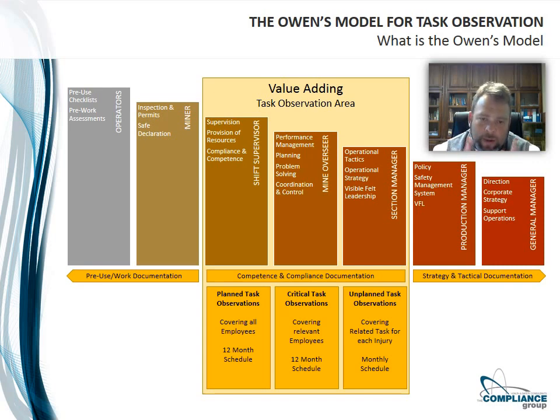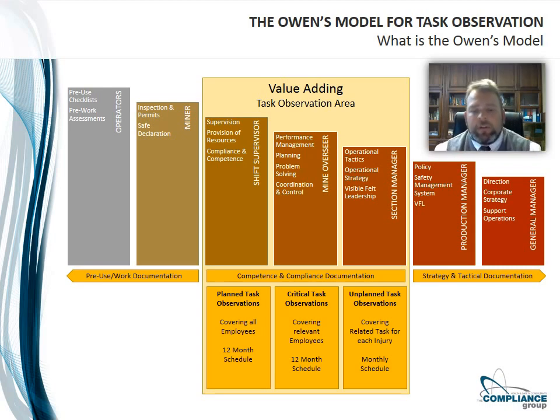When we talk about planned task observations, we are referring to the section with the shift supervisor. We are talking about covering all his employees on a predetermined and pre-scheduled 12-month schedule. He needs to make sure that in a 12-month time frame, he has observed the competence-based tasks of all the employees in his section. He has a 12-month schedule, so he conducts planned task observations.